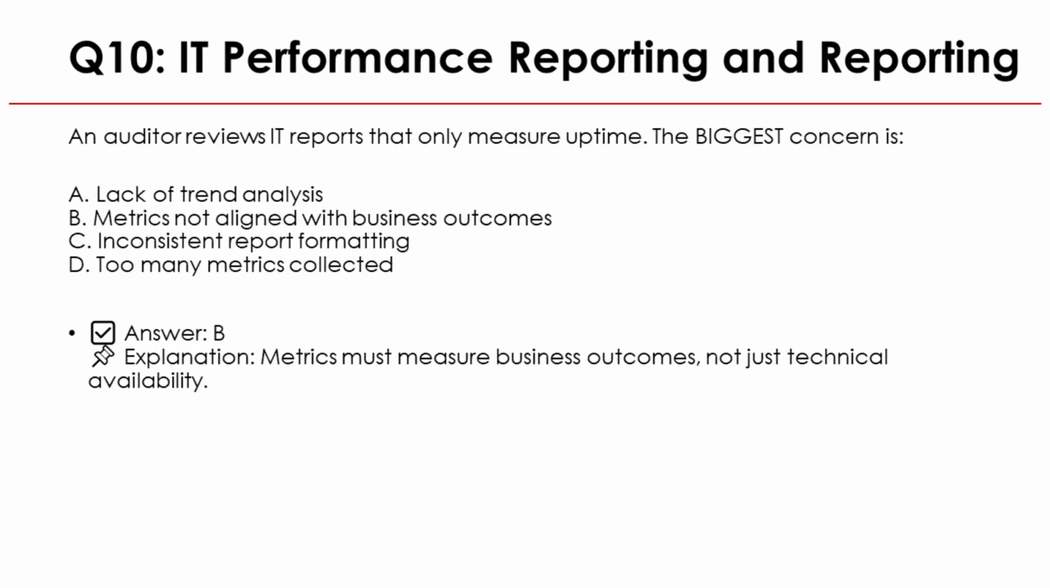An auditor reviews IT reports that only measure uptime. The biggest concern is: Option A, lack of trend analysis, minor. Option B, metrics not aligned with business outcomes, correct. Option C, inconsistent formatting, trivial. Option D, too many metrics, opposite problem. Correct answer, B, metrics not aligned with business outcomes. A car can run 99% of the time, but still never get you to your destination.